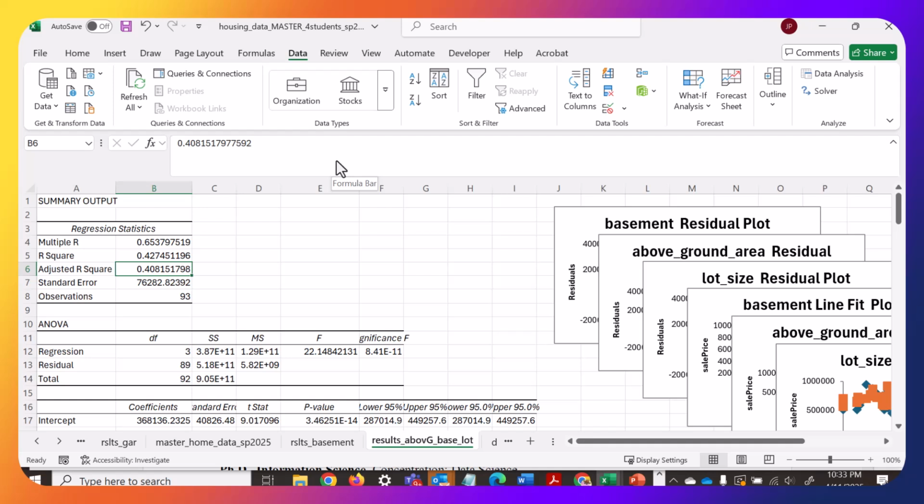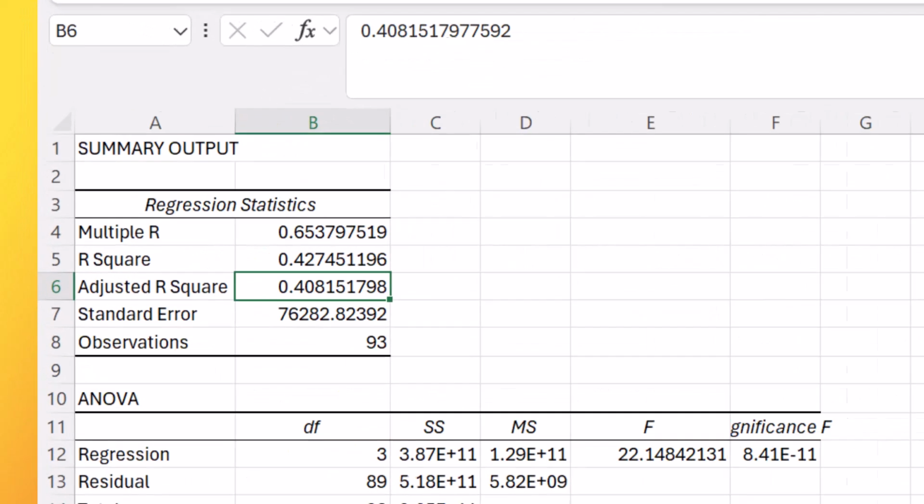Hello and welcome. In this video, I'm going to show you how to interpret a few of the results that are produced when you run a multiple regression in Excel. In a prior video, I showed you how to run this regression. Now that we have it, I'm going to show you a few points that you may want to interpret.